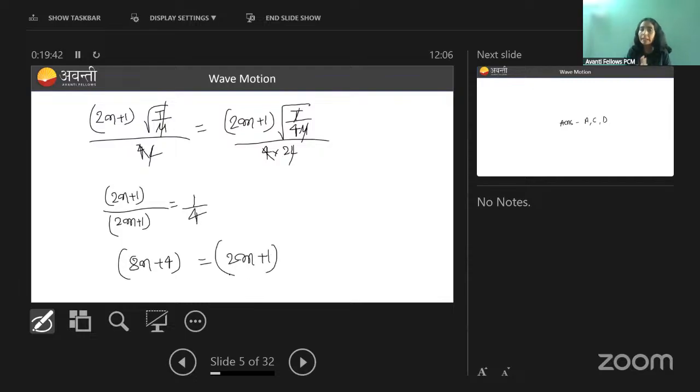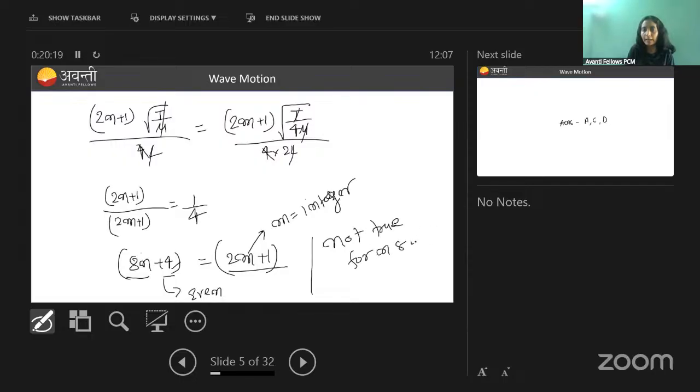Now you just look at the equation. 8n plus 4. This is always going to be even, right? Because 8 into whatever you do, you will get 8 into 2 is 16, 3 is 24, 4 is 32. So even, and with even you are adding 4, you will get even. So this whole term is even, right? And this term, for m integer, it won't ever be even. It will always be odd. So you cannot equate even with odd, right? So this equation is not true for n and m being integer.